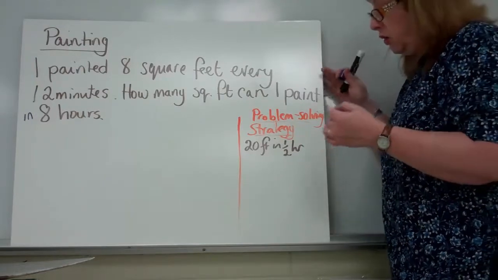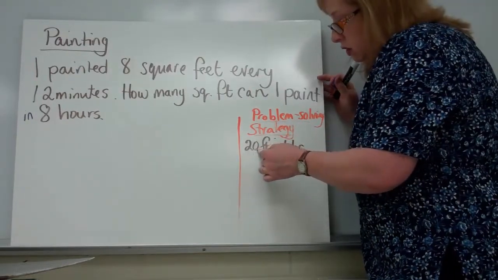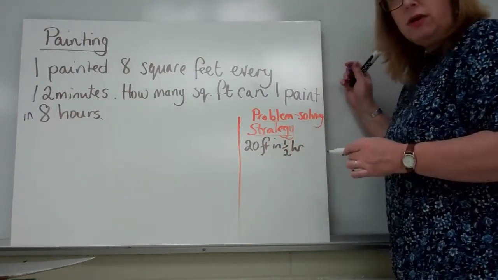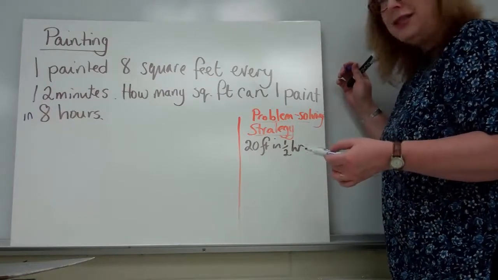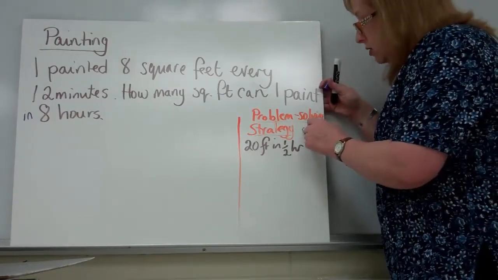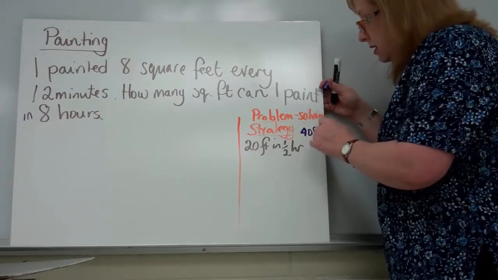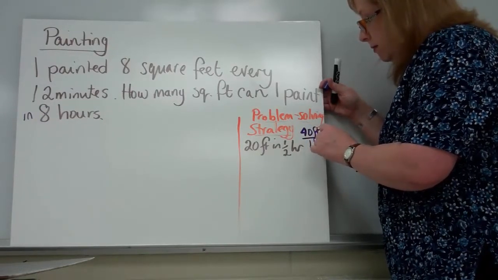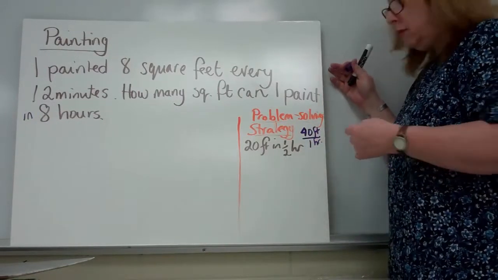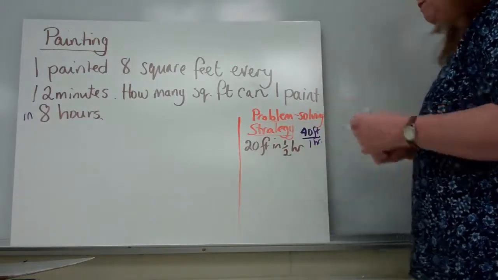I already know that if I'm doing 20 feet in half an hour, then I can do twice as much. So I know the answer is 40 feet in 1 hour. I know that because it's half an hour and 20 feet.